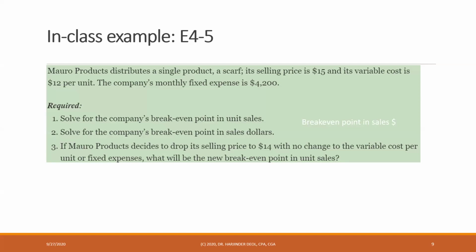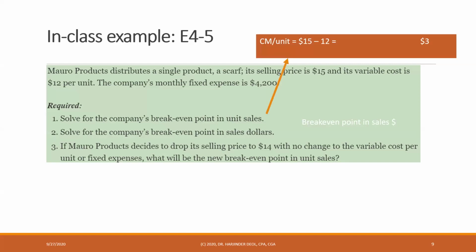So for that, we will be looking at the contribution margin per unit. If we are selling something for $15 and the variable cost of that unit is $12, then on per unit level, our contribution margin is the difference, which is $3 here. So our break-even point in number of units here will be our fixed cost of $4,200. Divide that by $3, which is your contribution margin per unit. We will have to sell 1,400 scarves in order to cover all of our fixed cost.